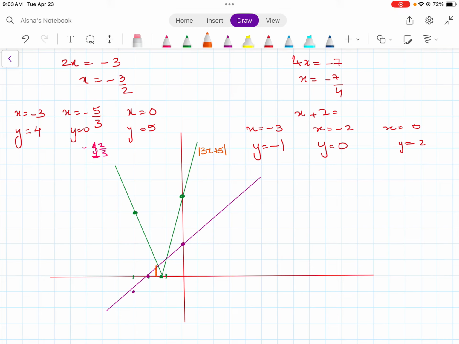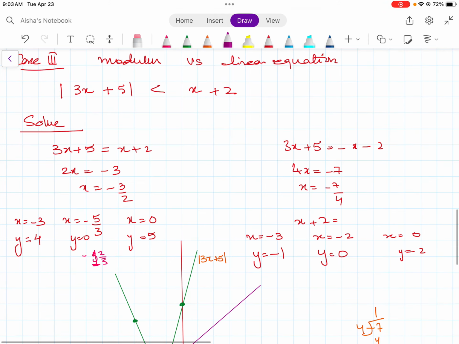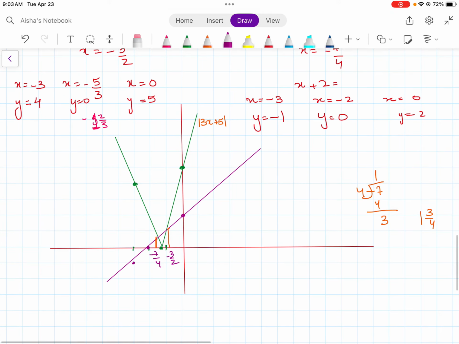One of them is minus 3 upon 2, and one of them is minus 7 upon 4. So this is minus 7 upon 4 and this is minus 1 upon 2. Okay, so now they want the modulus graph to be below the line. The modulus graph below the line occurs between this region.